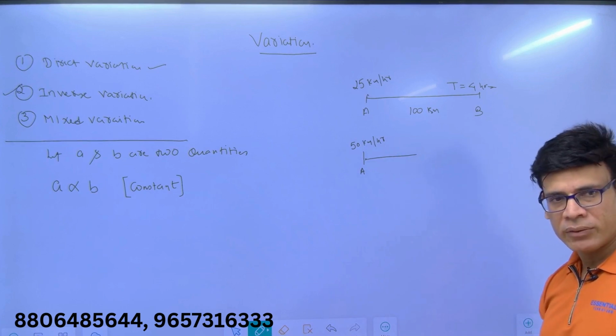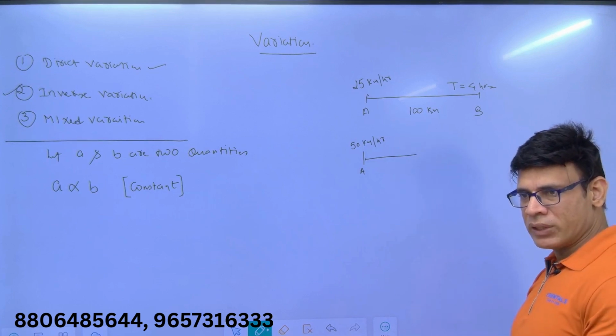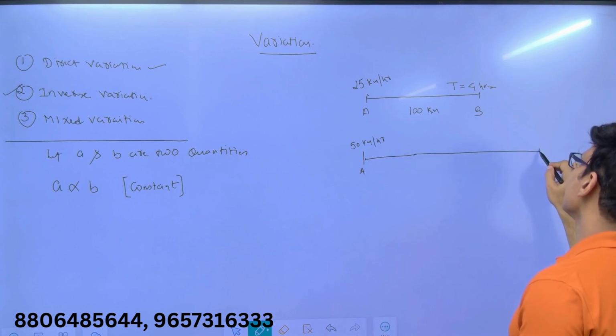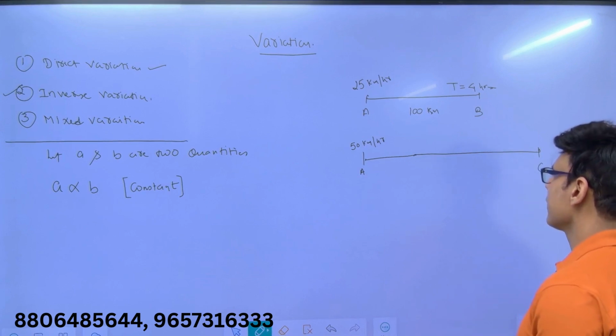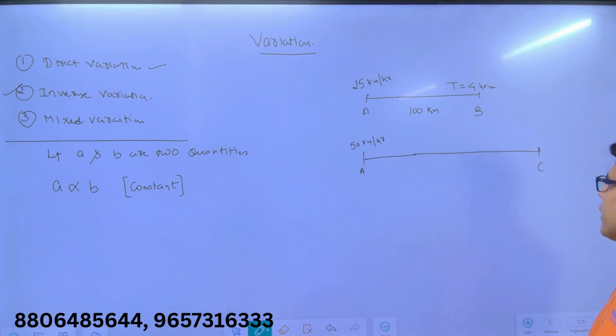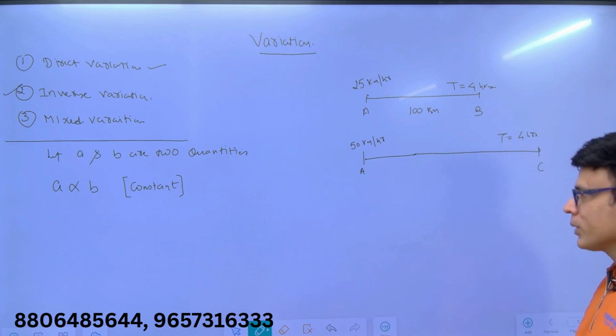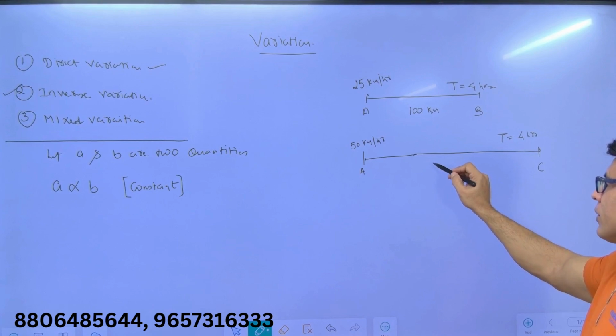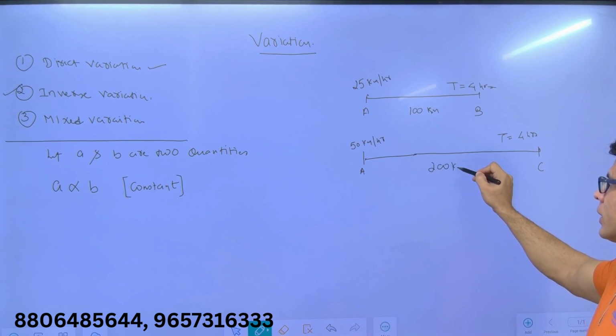And now again you have to travel for 4 hours. You're not changing your time, you're keeping time constant. So will you reach a point C in 4 hours? Yes, you will cross B and reach some point C. And that point C from A will be at a distance of 200 kilometers or not?